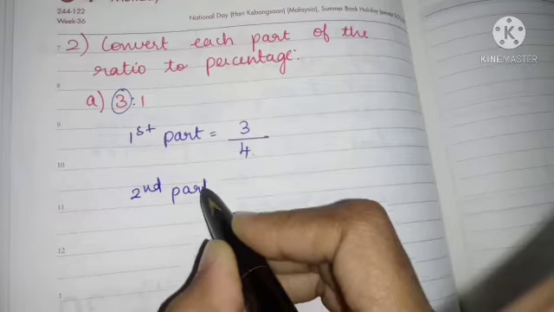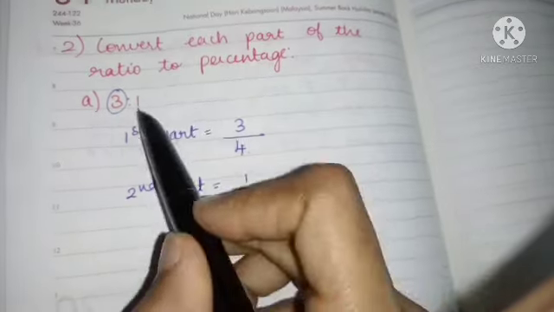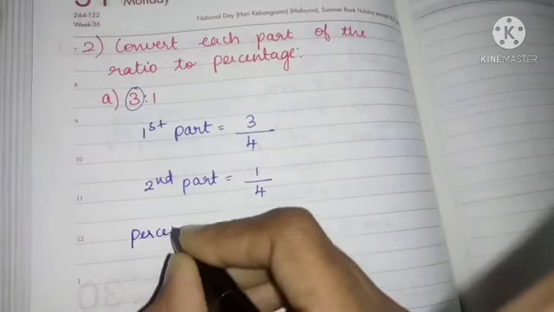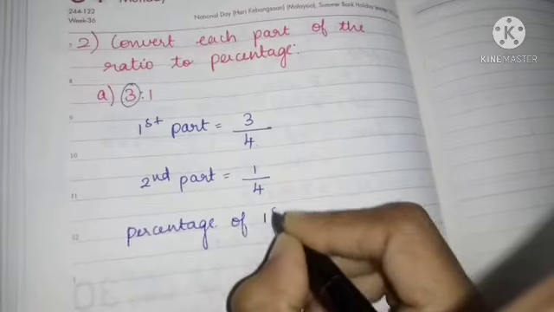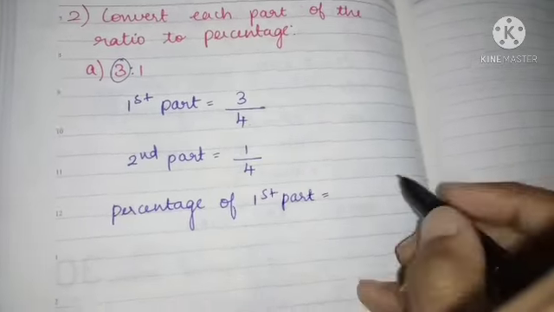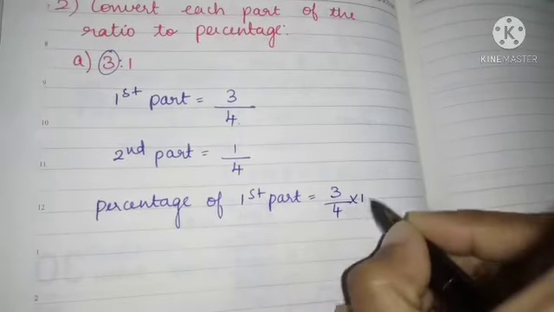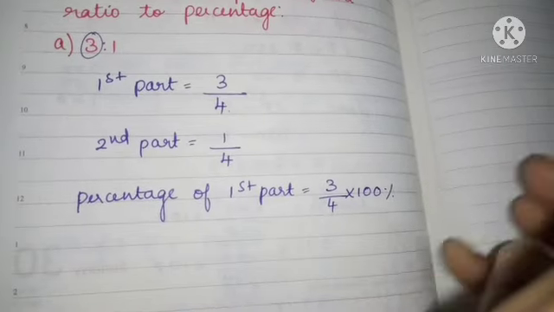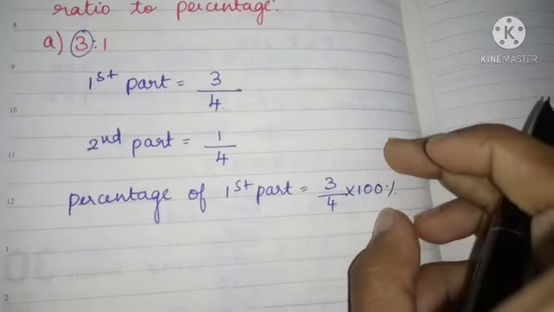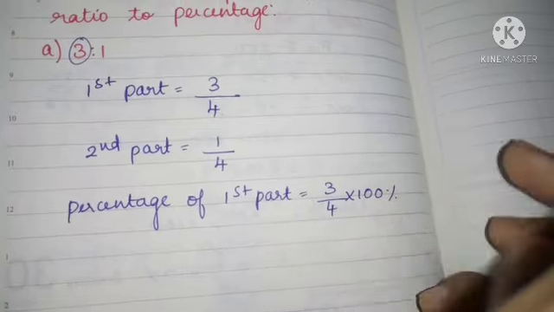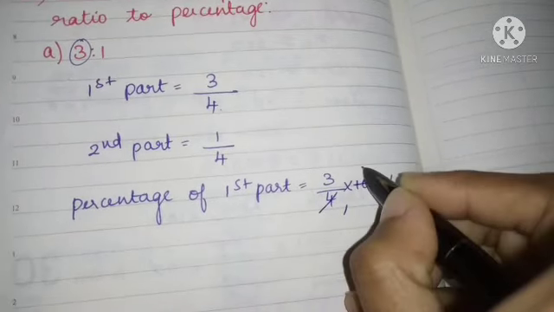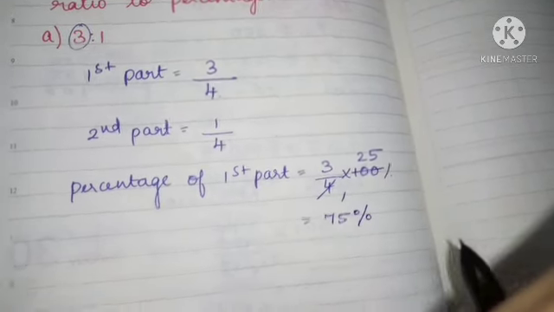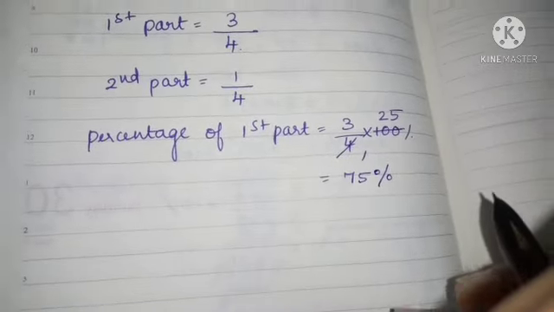Second part, what is the meaning? 1 divided by 4. 4 is the total number of parts. Now, we are going to find the percentage of the first part. So 3 by 4 into 100%. Usually when a fraction is given and you want to convert it into percentage, 3 by 4 into 100%. 4 ones are 4, 4 25s are 100, 25 into 3, 75. About 75% is the percentage of the first part.